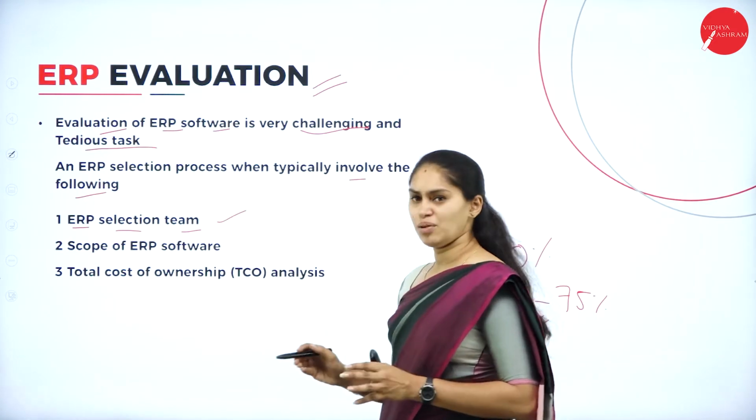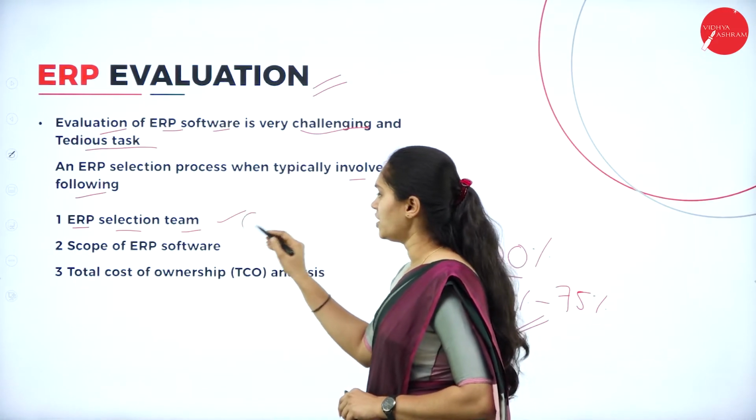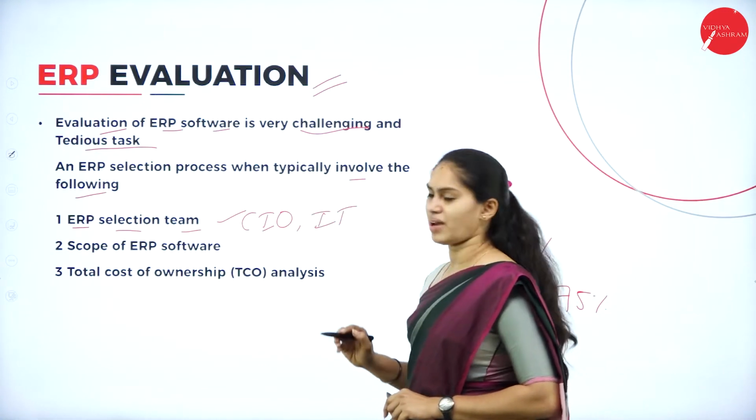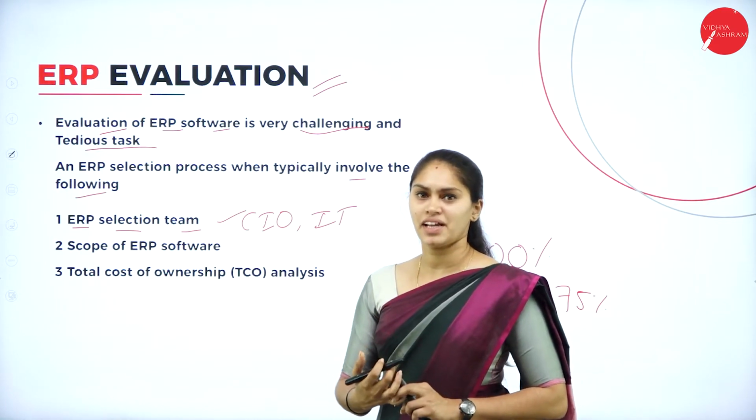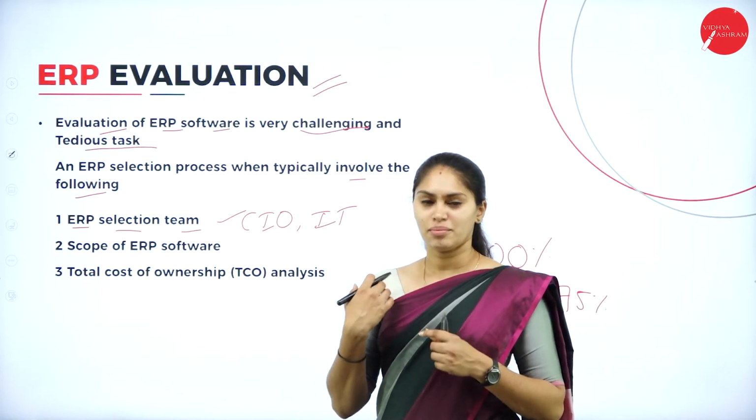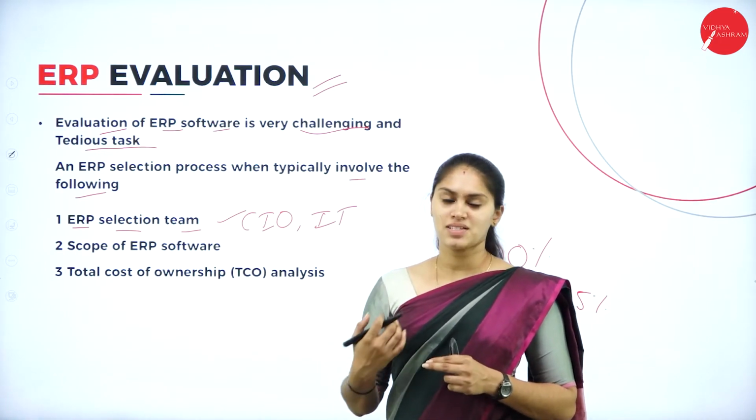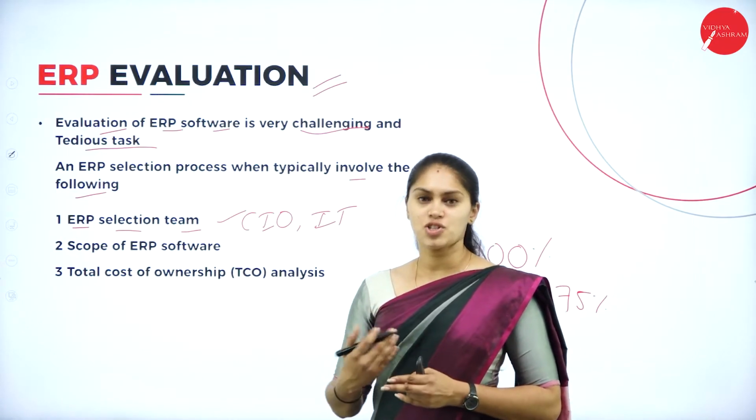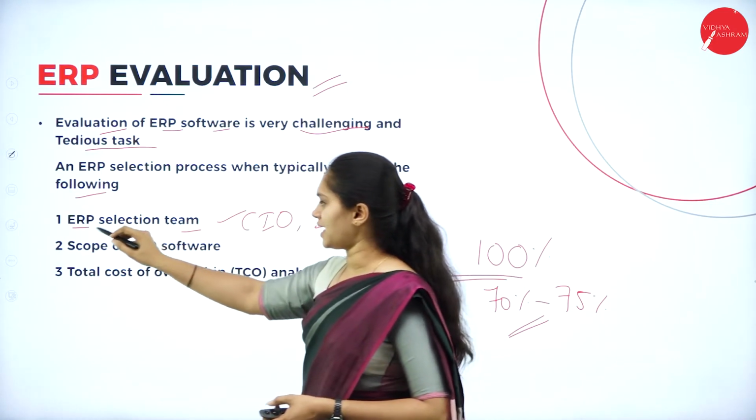So there will be a team in order to select the ERP. This ERP selection team consists of the Chief Information Officer, and it also includes the IT manager. It not only includes the CIO or IT, it also includes the top level management and the users. On the basis of the user dimension, how this ERP is going to suit their requirements, and they are also going to include the top management and the head of the organization. Those are all the people who are going to select this ERP.